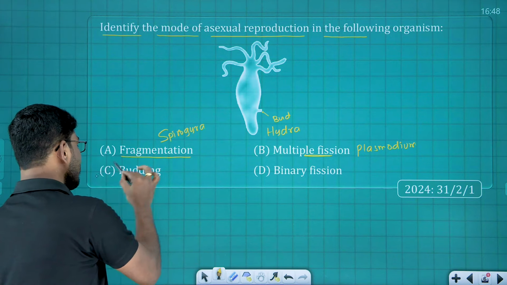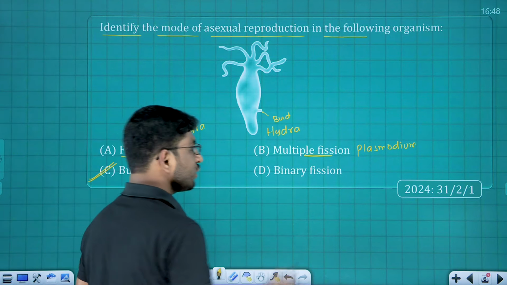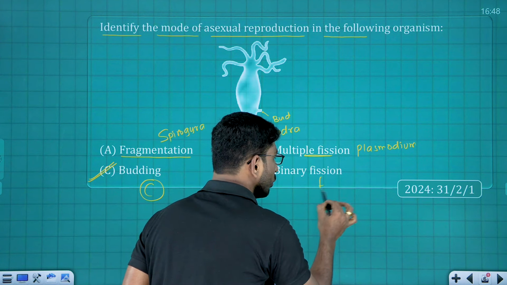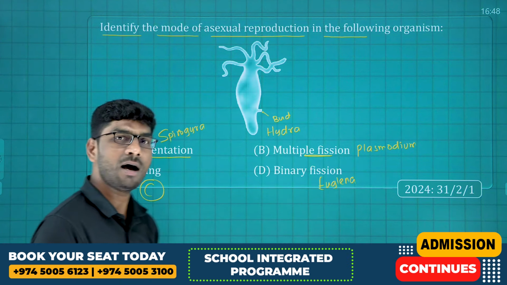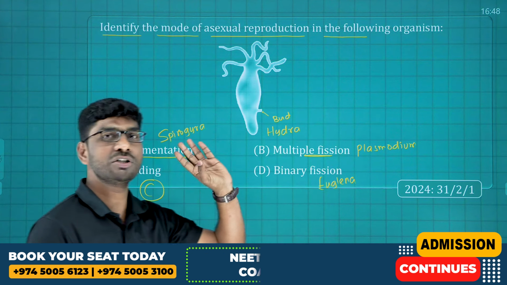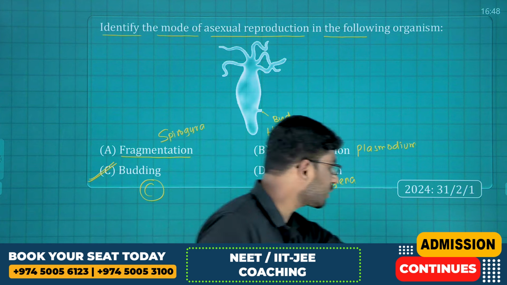Next, budding. Yes, option 3 is the right answer. Binary fission. You can write binary fission for what? Euglena, amoeba, Leishmania, Paramecium. These all are binary fission. Amoeba also. Right? Shall we go to the next question?